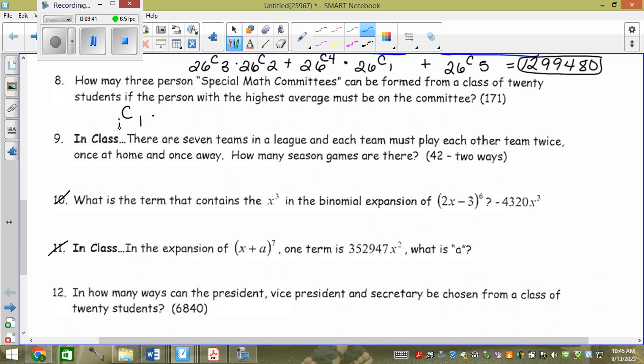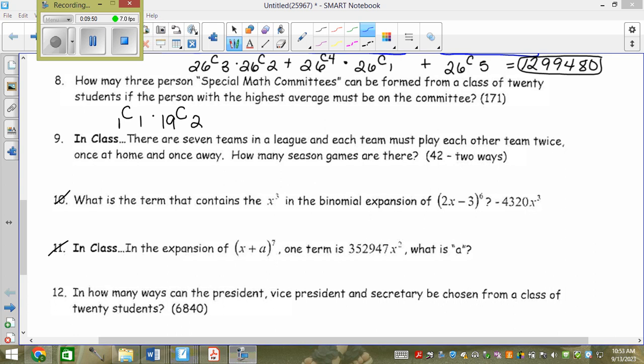Then what do I have left? 19. Choose 2. So remember we talked about these ones, the 7 teams in the league. Each team must play each other team twice, once at home, once away. How many season games are there?